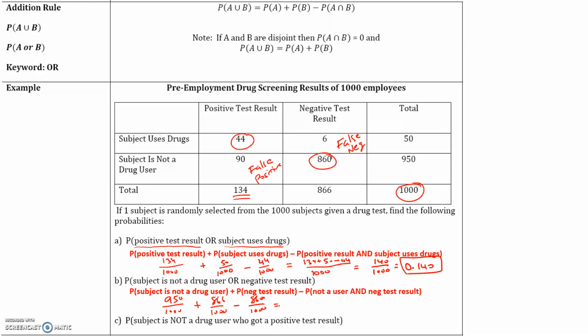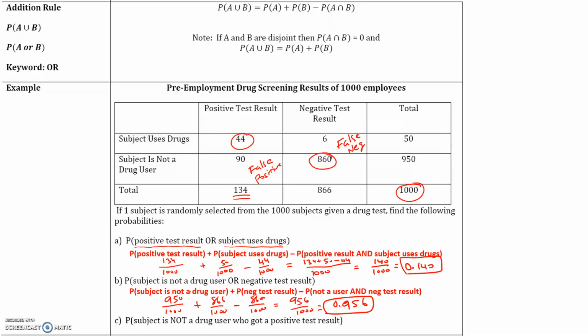So if we simplify this, this will give us 956 out of 1,000, which in decimal form is 0.956. So if we select a random person out of this group of 1,000 people, then there's a 0.956 probability that they're either not a drug user or they got a negative test result.